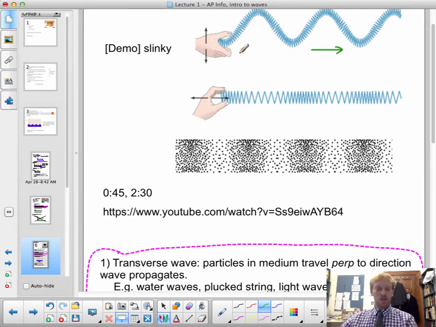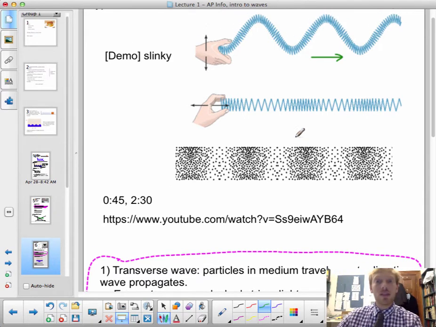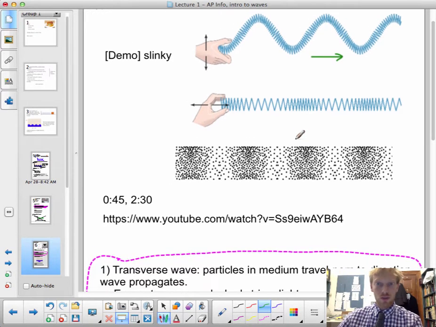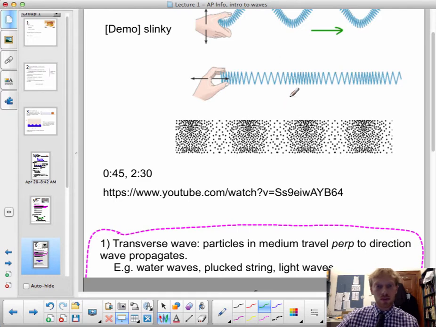Examples of transverse waves include water waves. If you pluck a string on a musical instrument, that's a transverse wave too. It turns out light waves are actually transverse waves. They don't have a medium. They're oscillations of electric and magnetic fields. You don't need to know that, but these are all examples of transverse waves.